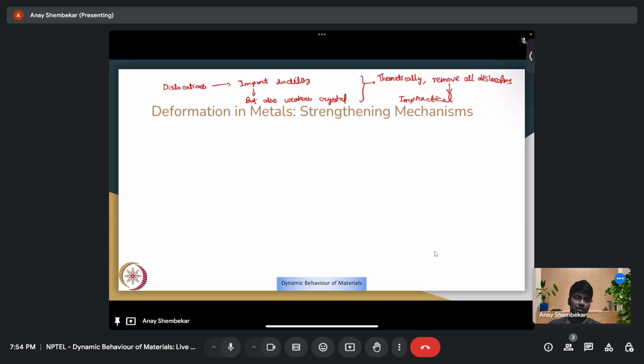So what do we do? Practically, the practical approach involves resisting dislocation motion. We'll look at a few examples of the same. The first one is strain hardening.